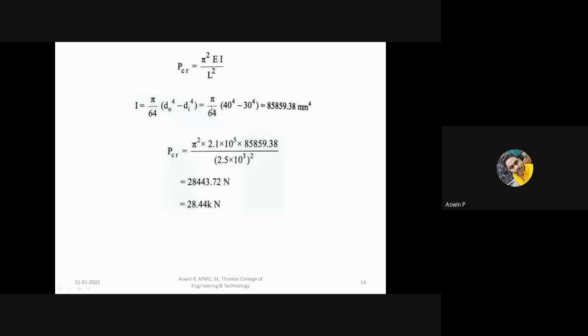After that, you need to determine Euler's crippling load. The equation is given to you. Pi square is known, E is known, I is determined now, and the effective length LE is also determined. After substituting all these values, the value of Euler's crippling load is 28443.7 Newton, or in other words, 28.44 kilonewton.